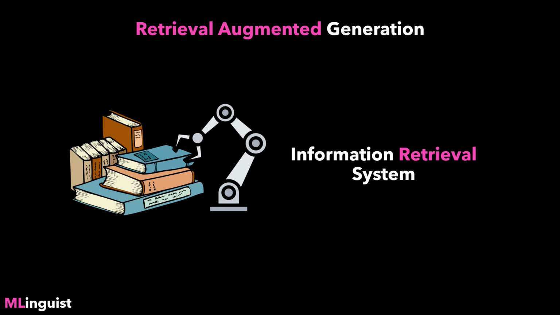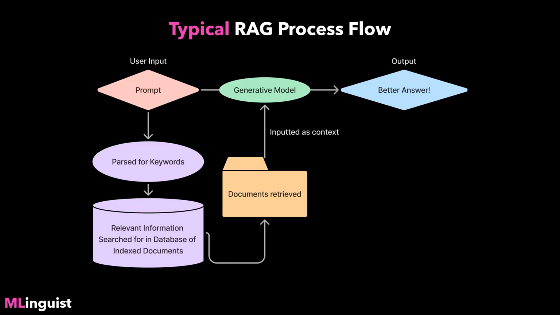Here's where retrieval augmented generation comes in. By giving the model access to specialized information on the subject you're asking about via an information retrieval system, we can augment the accuracy and customizability of the generated content. This is what sets apart RAG models from other generative models.